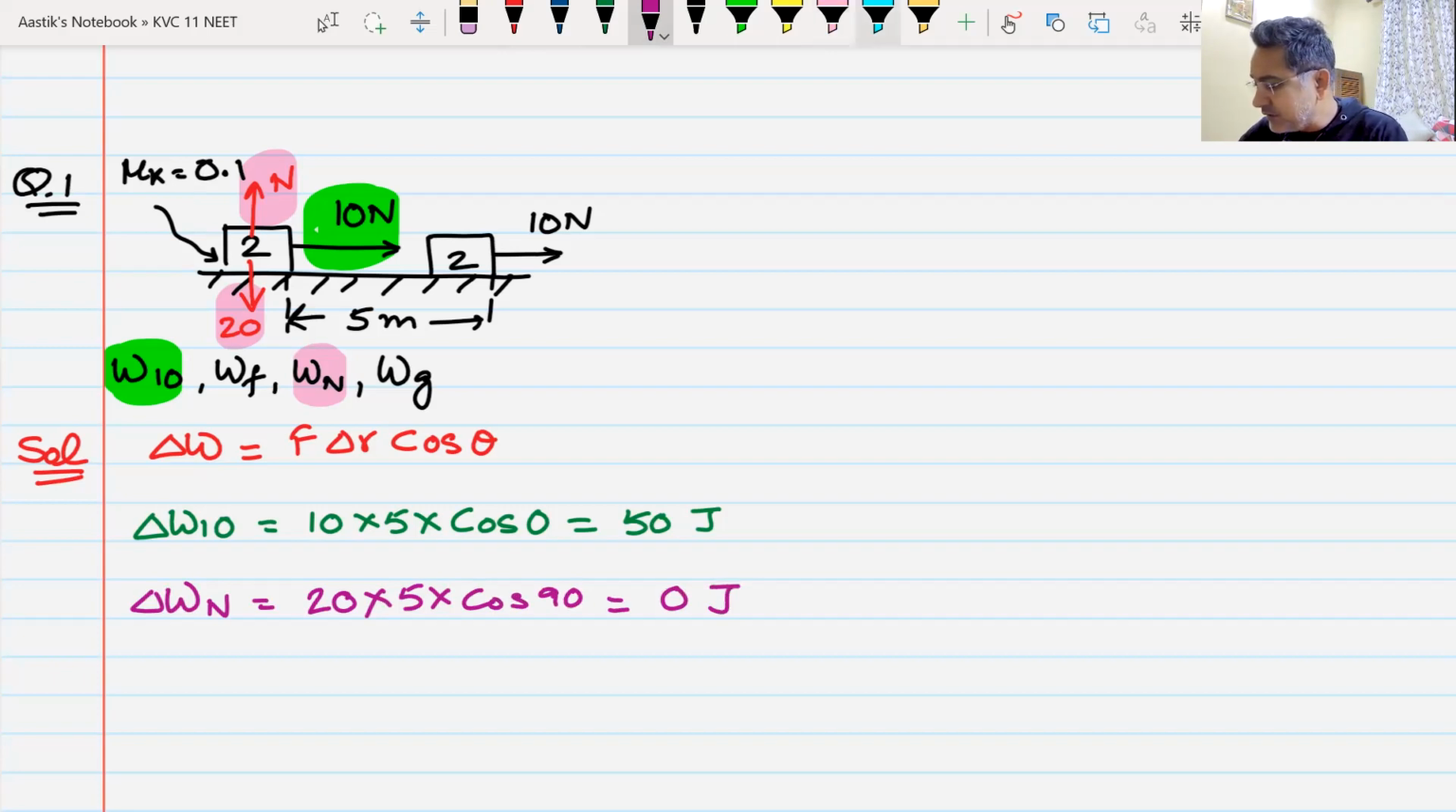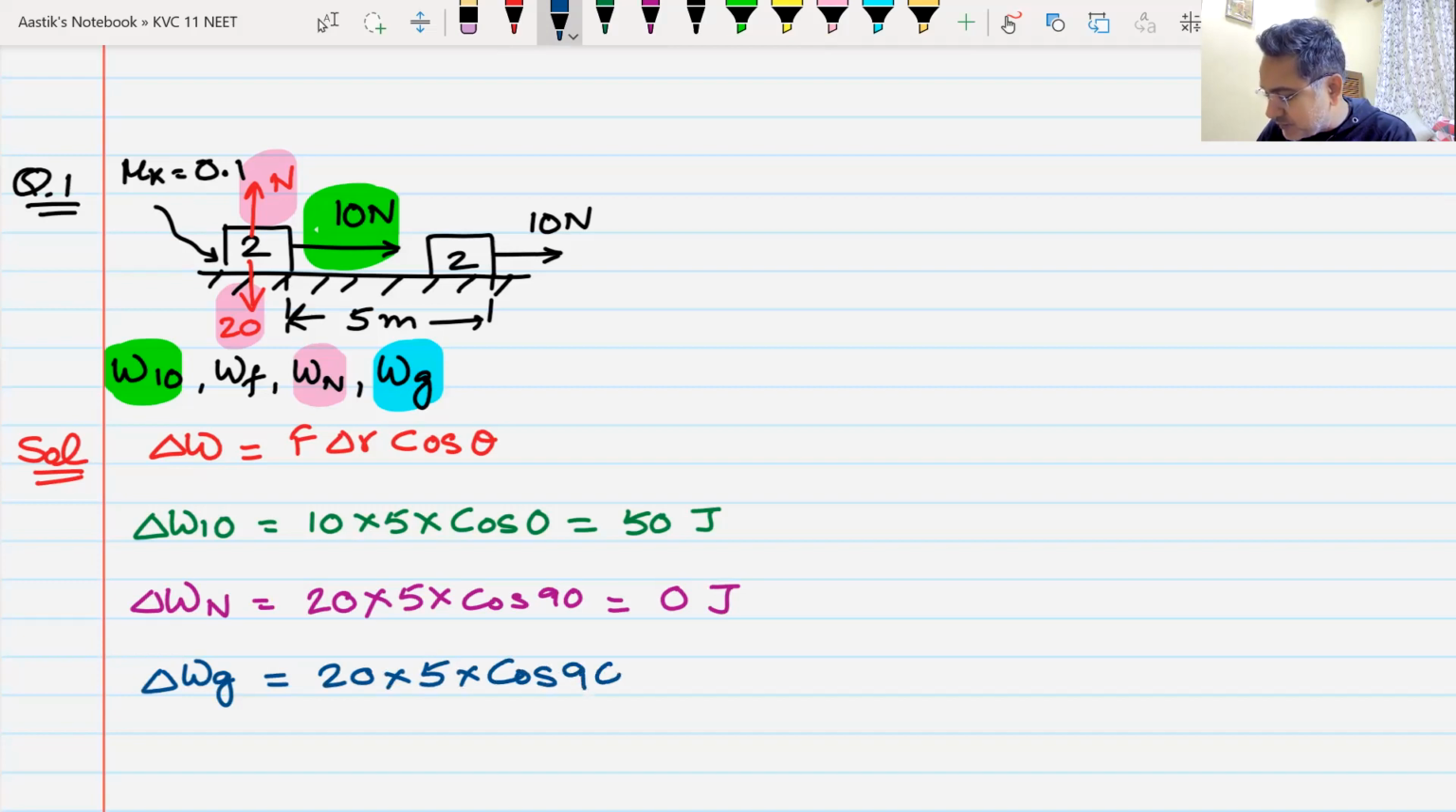Let us move on to the fourth one, work done by gravity. To find it out, I have to find the gravitational force, the weight of the body. The weight of the body is 20 newtons, multiplied by displacement 5, multiplied by the angle between weight and displacement. Weight is downwards and displacement is horizontal, so the angle is 90. So the answer is 0 joules. This is also done.